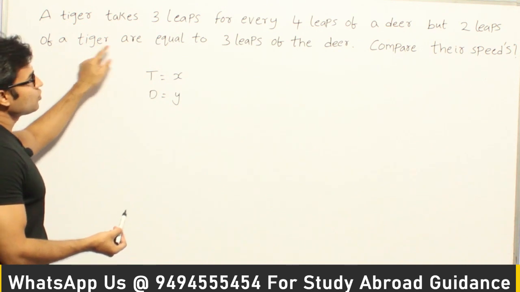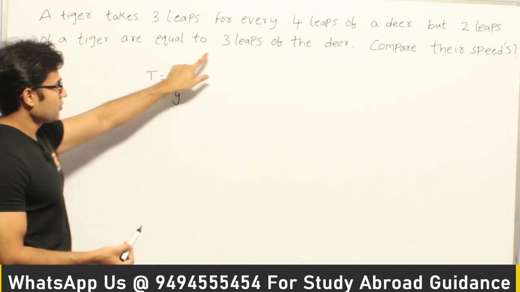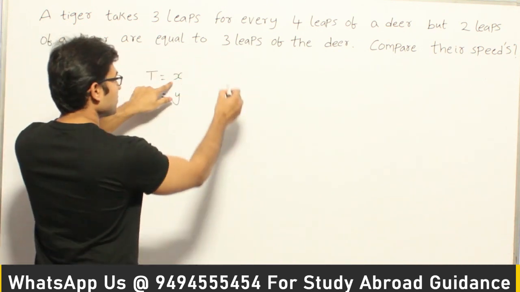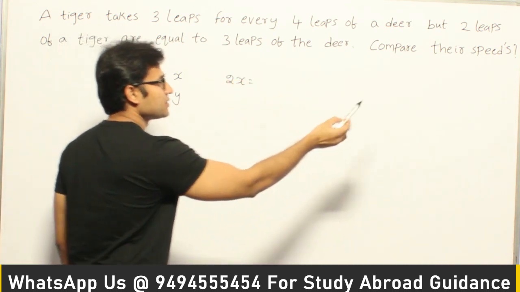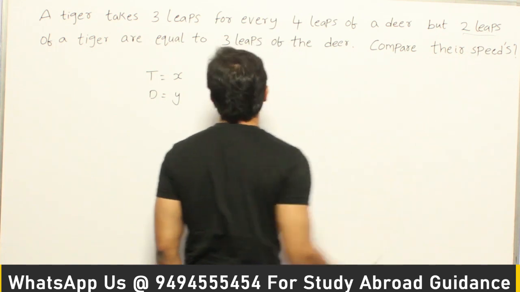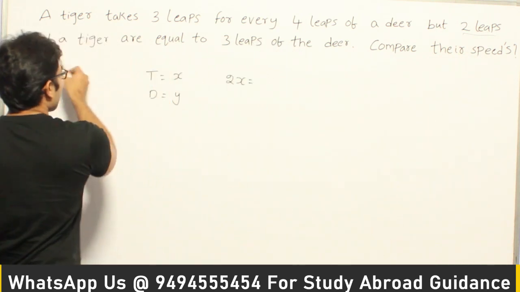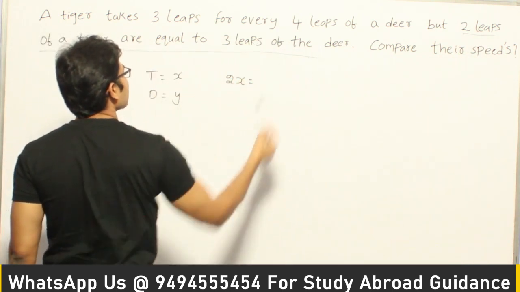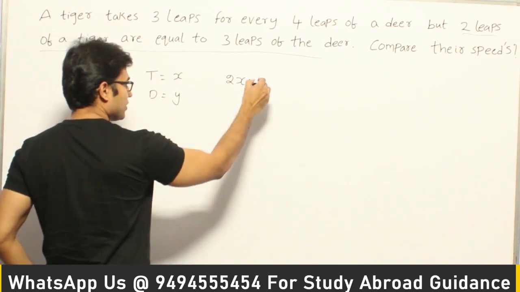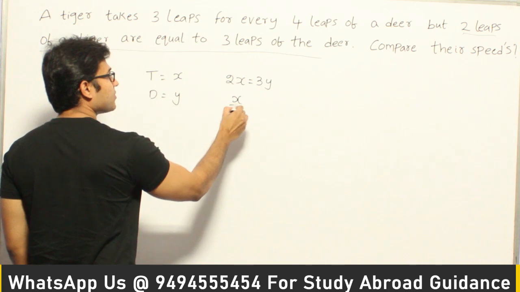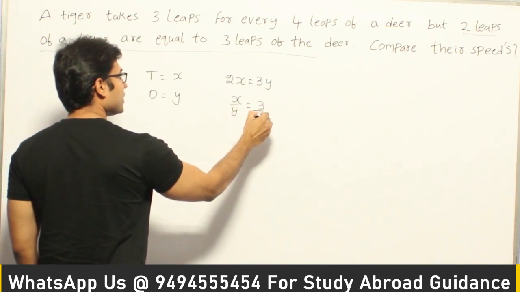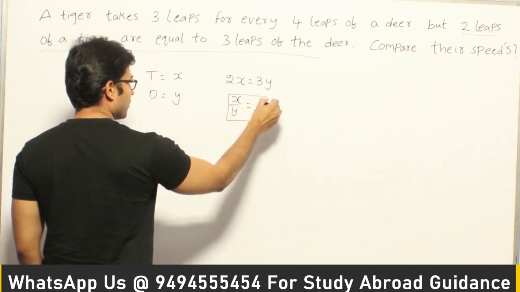2 leaps of the tiger are equal to 3 leaps of the deer. So which means 2 leaps of the tiger means 2 into x is equal to, here see this, 2 leaps of a tiger are equal to 3 leaps of the deer. From this I am writing 2x equal to 3y, right? So from this I can say x by y equal to 3 by 2. So this is what I got.